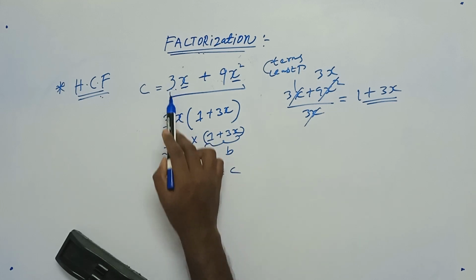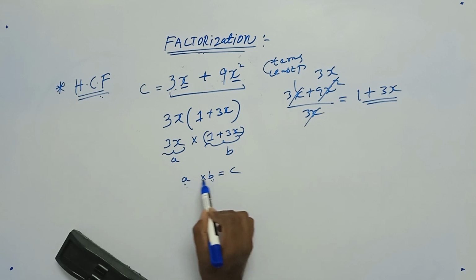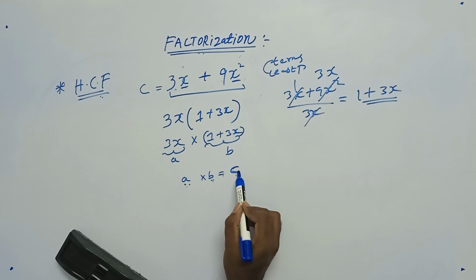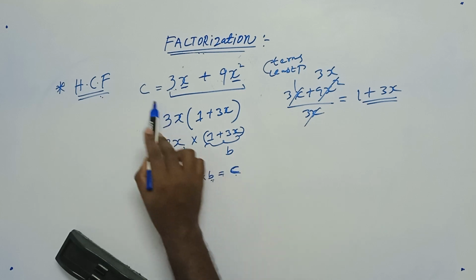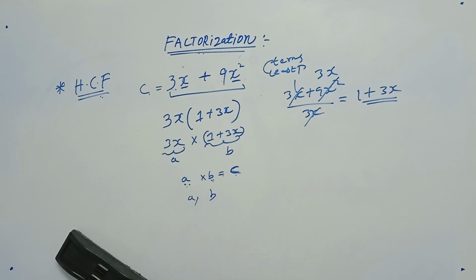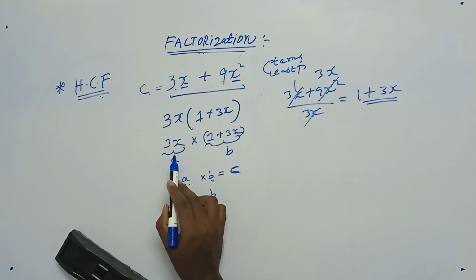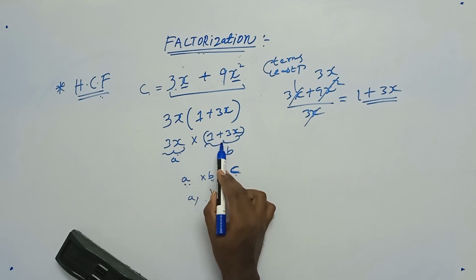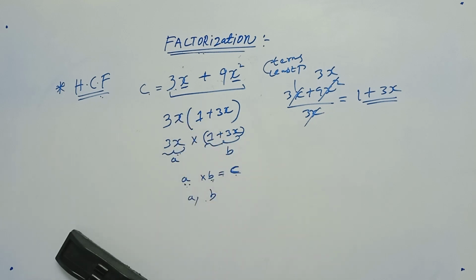That means when the product of factors is equal to C, what are the factors of C? A is a factor and B is a factor. That means we have found 3x and 1 plus 3x are the factors of 3x plus 9x square. So this is how we are going to find the factors of a given expression.